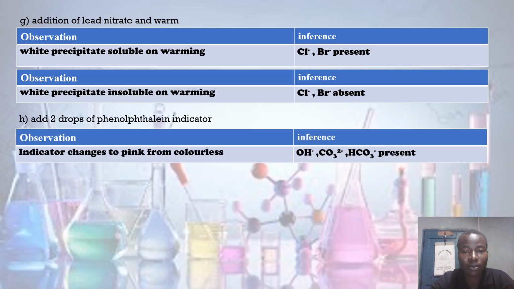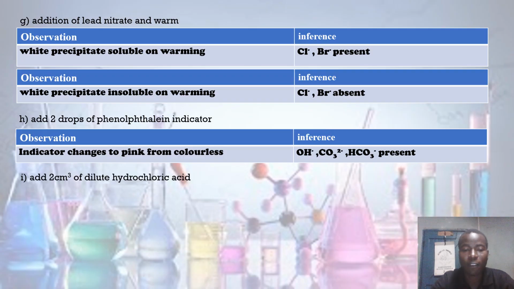Next, we have the use of phenolphthalein indicator. If you are adding phenolphthalein indicator to the test solution and the indicator changes from colorless to pink, it will mean that you are either having the OH ions, the carbonate ions, or the hydrogen carbonate ions. Now, the only reagent that can help us identify which of these three ions is present is an acid.